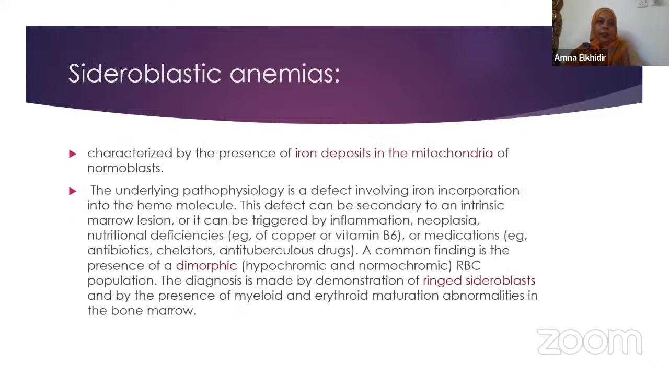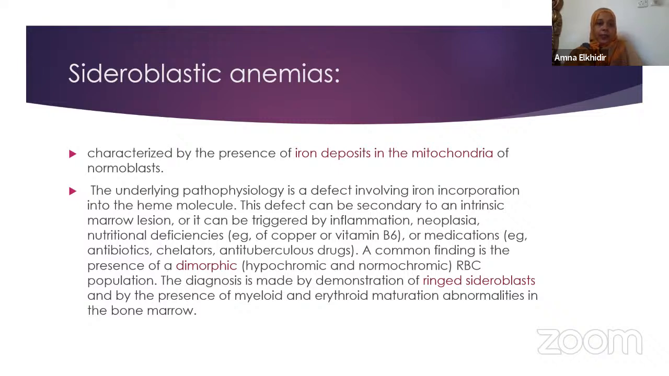Sideroblastic anemia is characterized by presence of iron deposit in the mitochondria of normoblasts. The underlying pathology is defect involving iron incorporation in the heme molecules. This defect can be secondary to intrinsic marrow lesion or can be triggered by inflammation, neoplasia, nutritional deficiencies. Copper deficiency is a common example, or medications like antitubercular drugs.